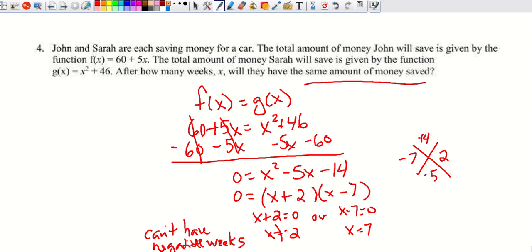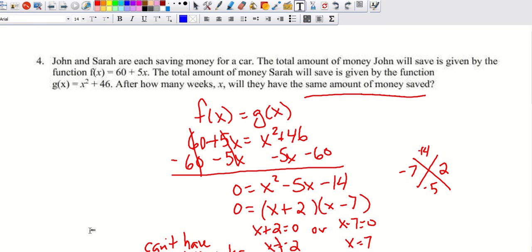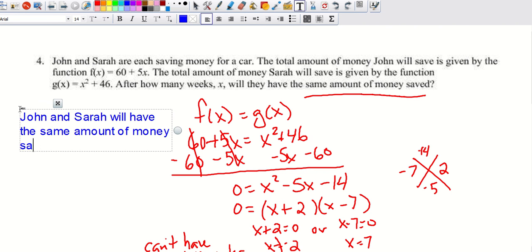Okay. And so we know that John and Sarah will have the same amount of money saved after 7 weeks of fun.